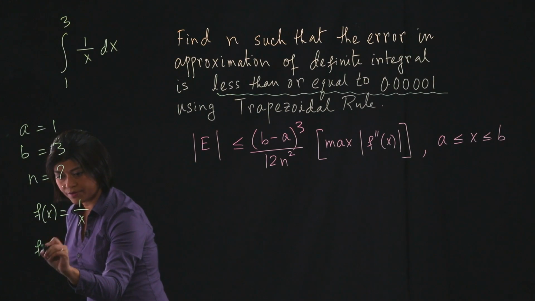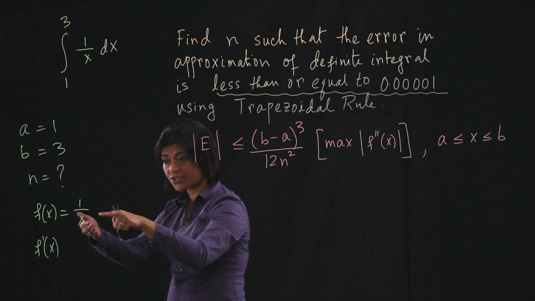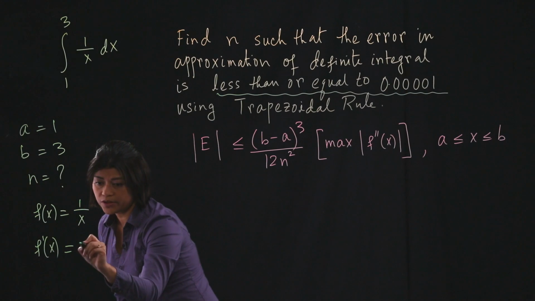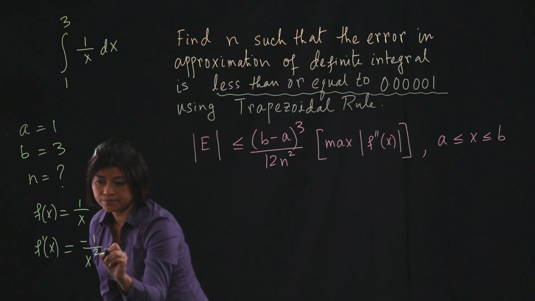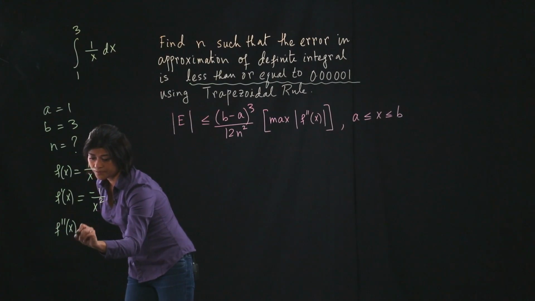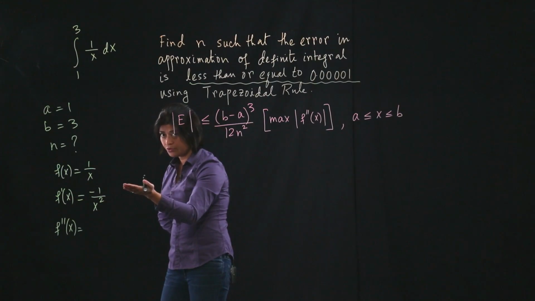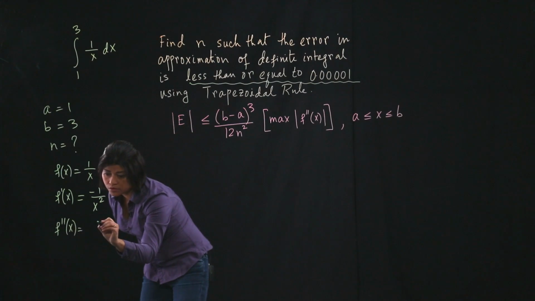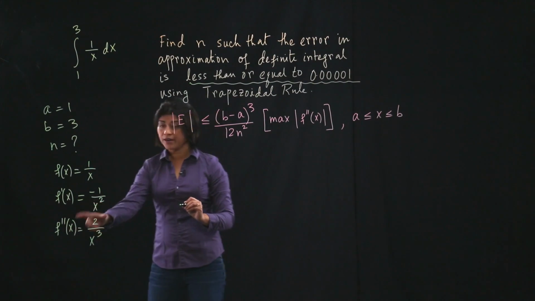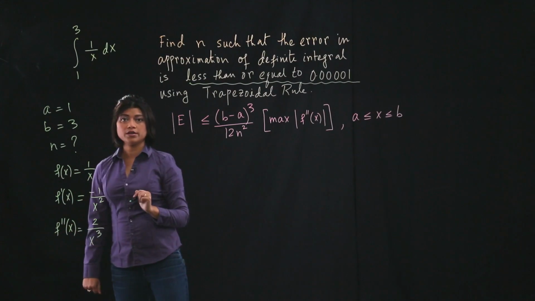All right, so for the first derivative, recall 1 over x, you can rewrite it as x to the power negative 1. So you just use the power rule, and therefore it's negative 1 over x squared. That's the first derivative. The second derivative will be, again, this is x to the power negative 2, and you use the power rule again. So this will be 2 over x cubed. So this is the function. You have to find the maximum value inside the interval 1 to 3.